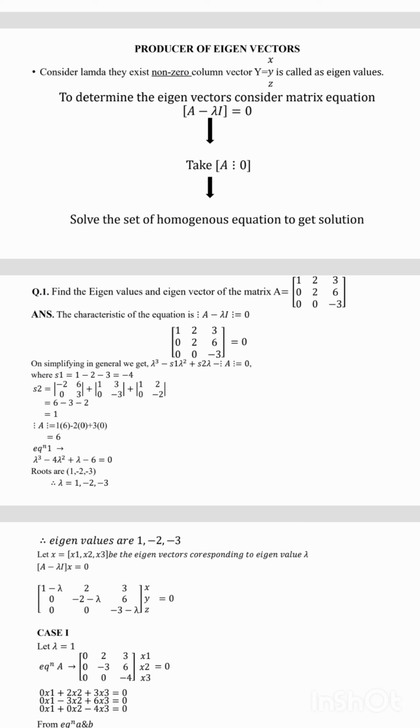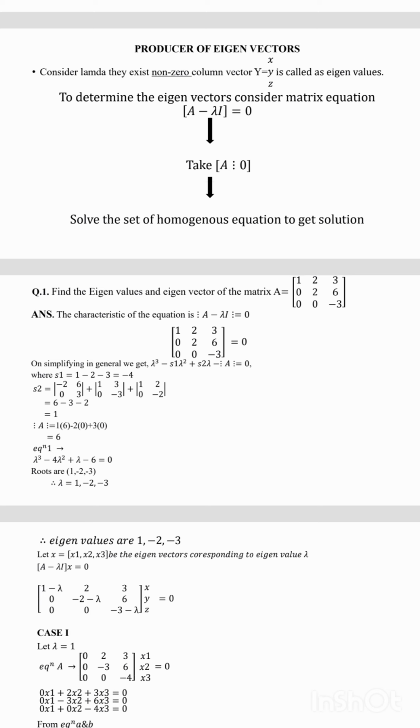Solve the set of homogeneous equations to get the solution. Example 1: Find the eigenvalues and the eigenvectors of the matrix A = [[1, 1, 0], [0, 2, 2], [0, 3, 6, -3]].